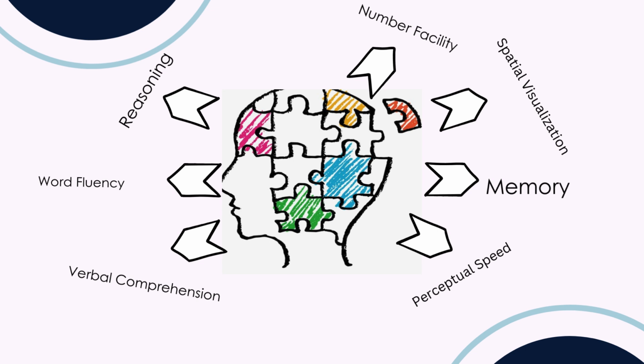First, verbal comprehension. This is the ability to understand and process verbal information, including vocabulary and reading comprehension. This ability can be used when understanding written and spoken language, interpreting the meaning of words, phrases, and texts.